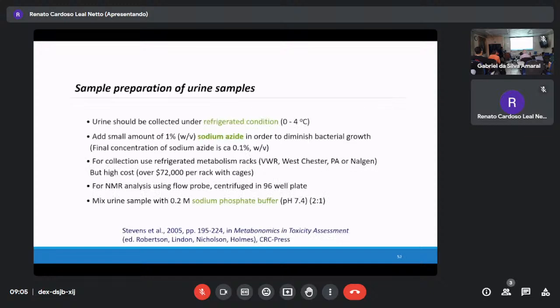Let's study a sample, a urine sample. Urine sample is not only human urine. Sometimes you are using rat urine or mouse urine, or sometimes some people are using monkey urine because ethically you are not killing the animals. Good. Urine should be collected under refrigerated conditions.